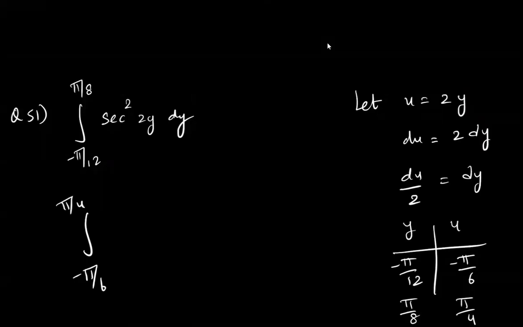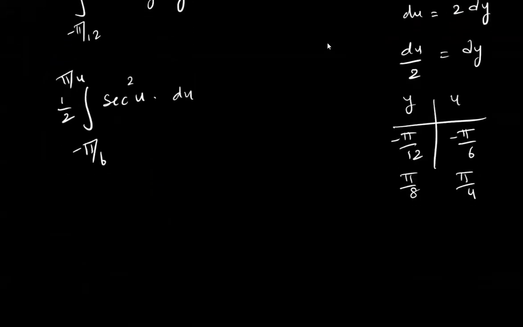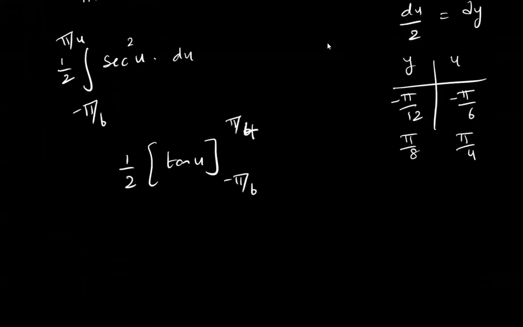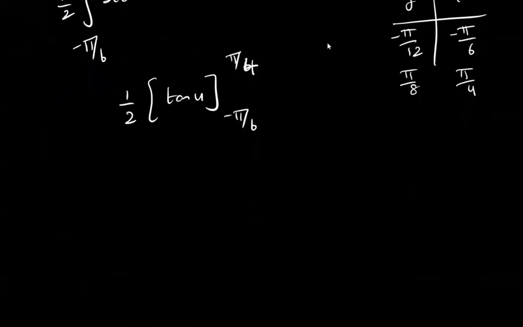And this is secant squared u, and dy is du over 2. Okay, so this is nothing but 1 half tan u between these two limits. Tangent negative pi over 6 is how much? It will be negative root 3 over 3, right?